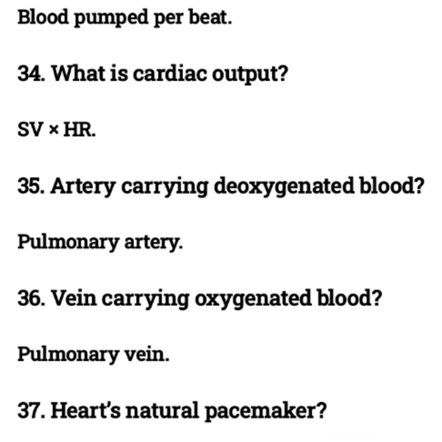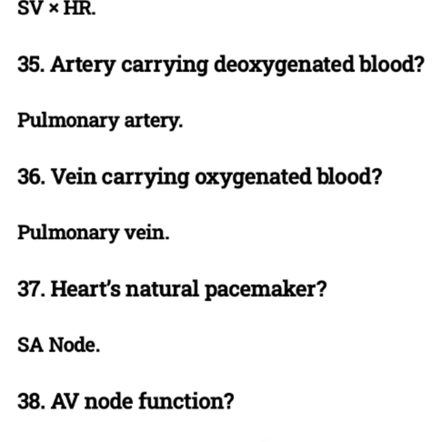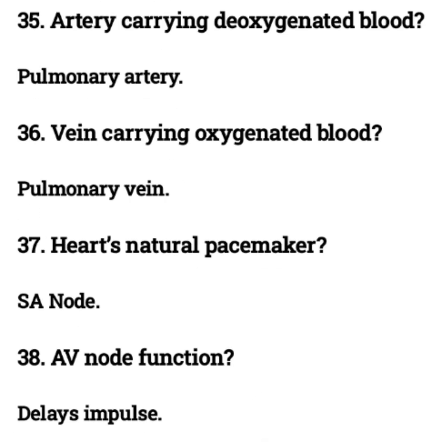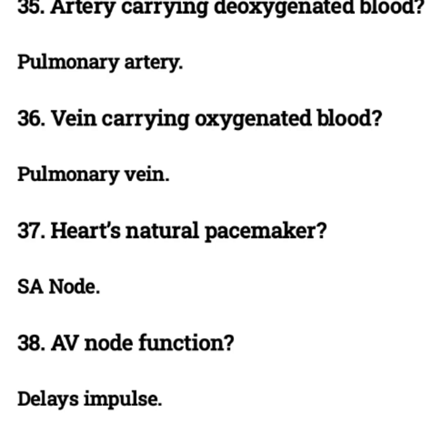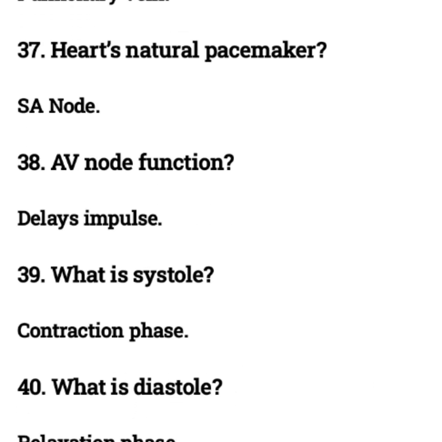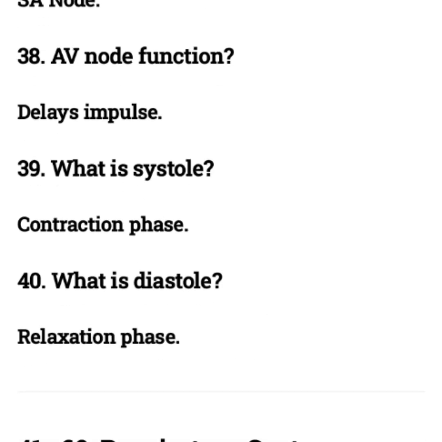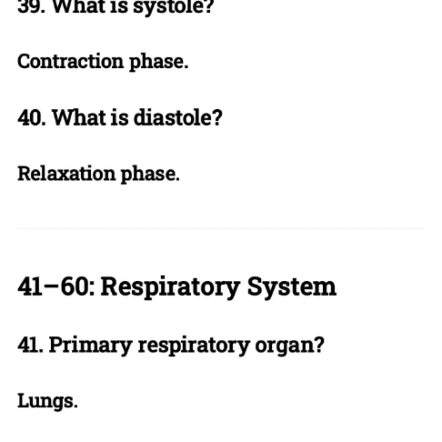Artery that carries deoxygenated blood, pulmonary artery. Vein that carries oxygenated blood, pulmonary vein. Heart's natural pacemaker, SA node. AV node function, delays impulse. What is systole? Contraction phase. What is diastole? Relaxation phase.